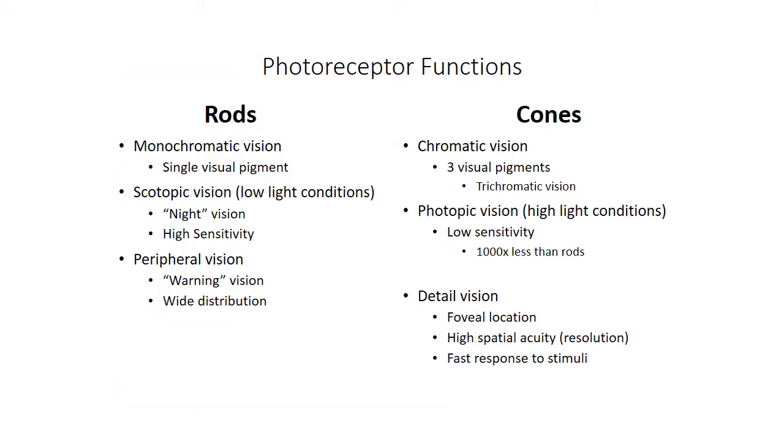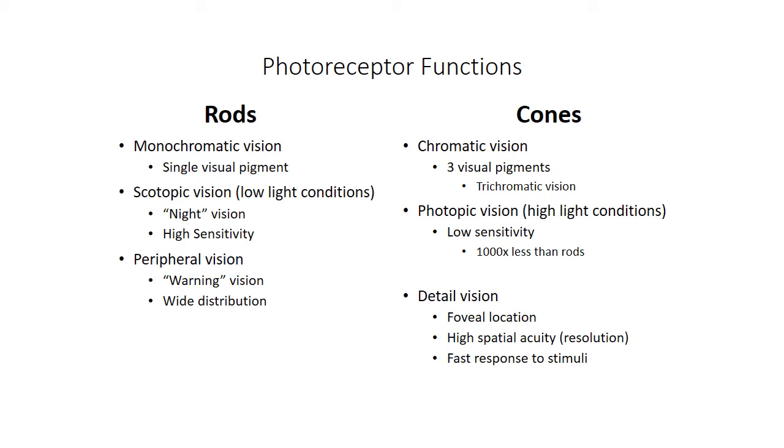Traditionally, we divide the functions of rods and cones as rods mediating what we call monochromatic vision, while the cones mediate what we call chromatic vision. Rods have only one type of visual pigment, while the cones in the human retina have three types of visual pigment. This monochromatic type of vision is called scotopic vision, and it can operate at very low light levels, while the photopic vision mediated by cones usually involves higher levels of light.